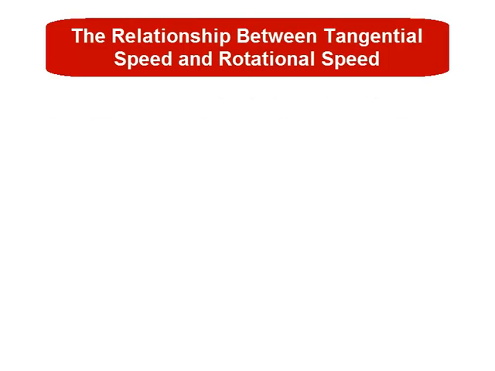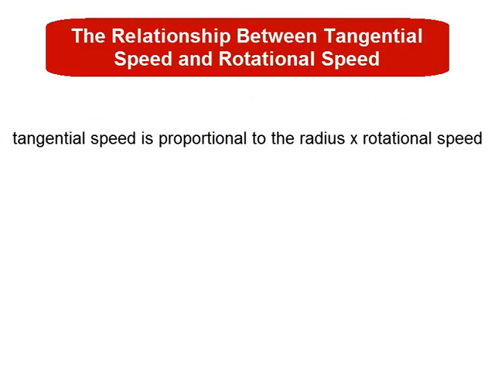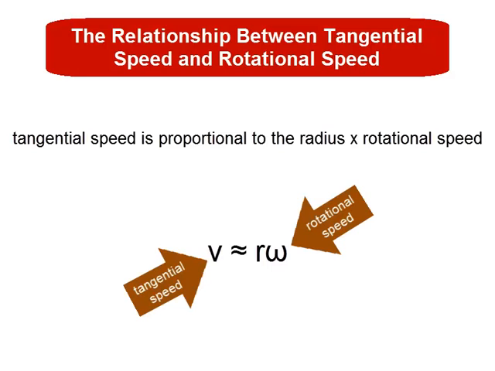Tangential speed and rotational speed are related. Tangential speed is directly proportional to the rotational speed and the radial distance from the axis of rotation. In symbol form, v equals r omega, where v is the tangential speed and omega is the rotational speed. You move faster if omega increases. You also move faster if r increases.